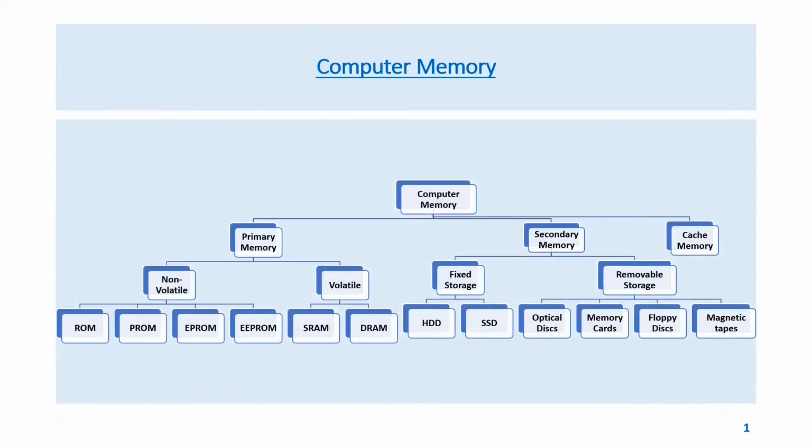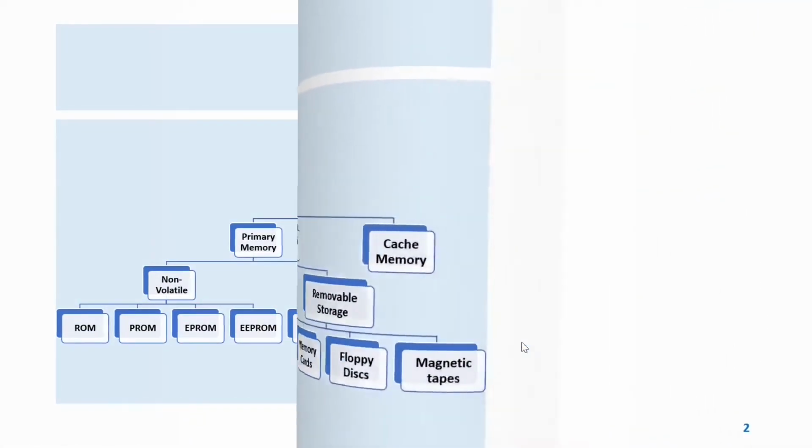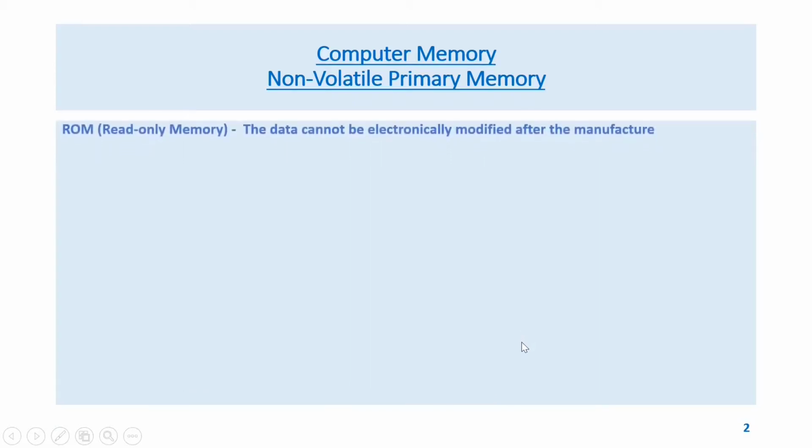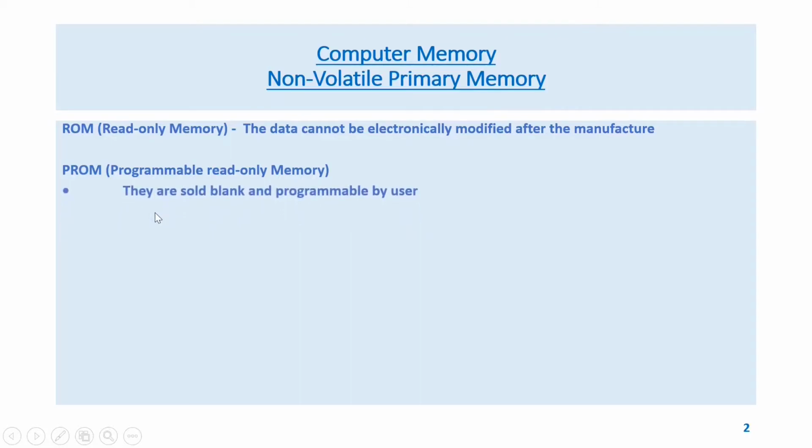Now let us look into non-volatile primary memory. Non-volatile primary memory can be read-only memory. So in case of read-only memory, the data cannot be electronically modified after the manufacture. It can be PROM, that is programmable read-only memory. In case of programmable read-only memory, they are sold blank and programmable by user. The contents can be changed only one time after the manufacture.